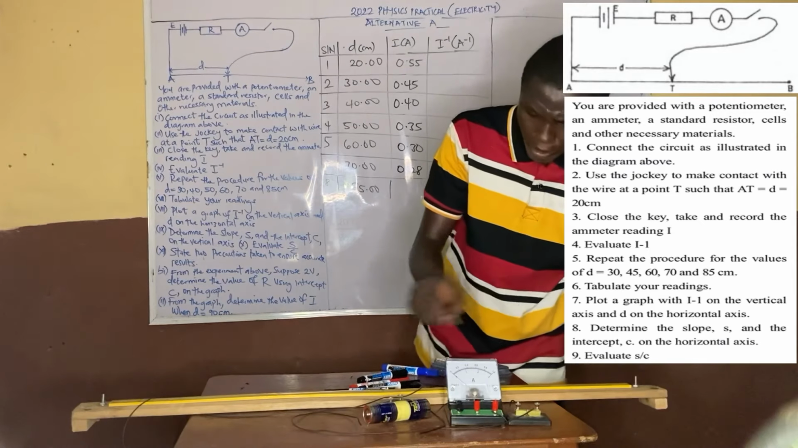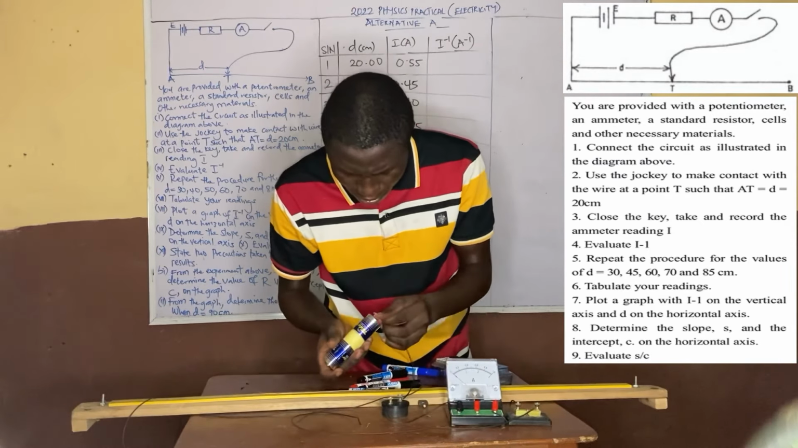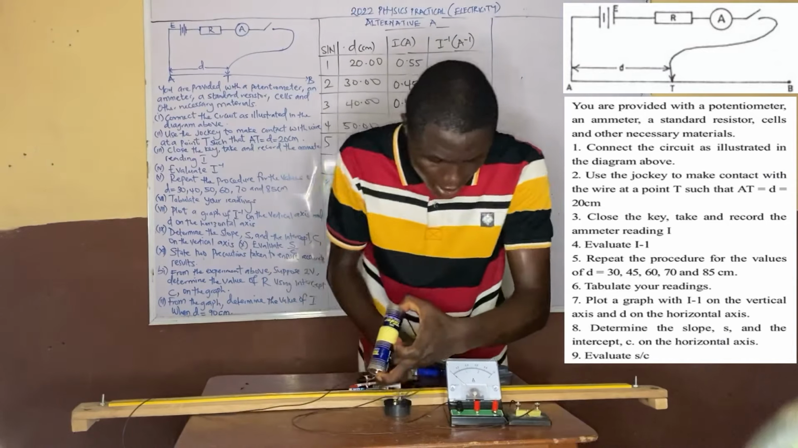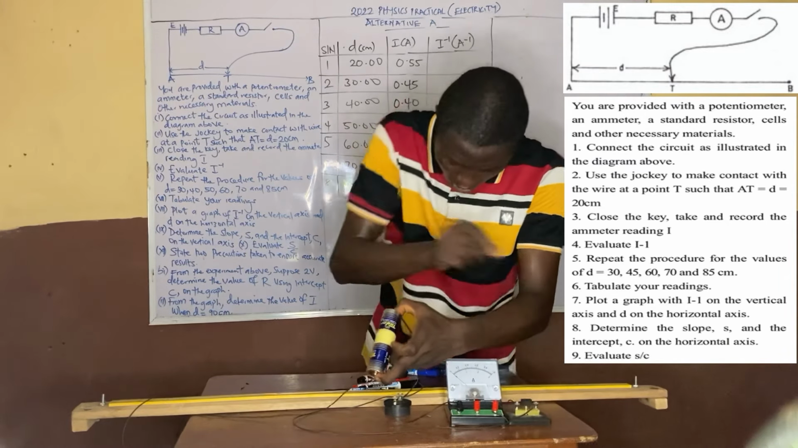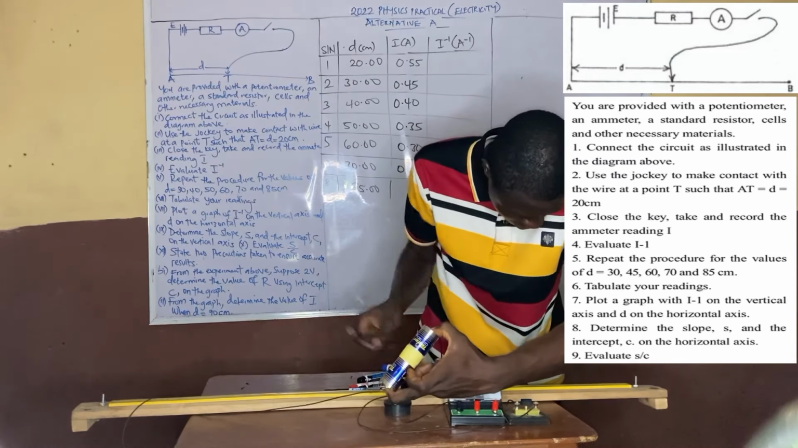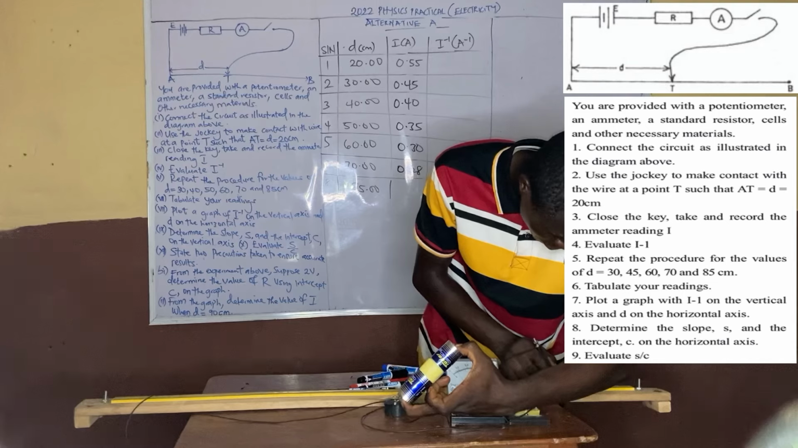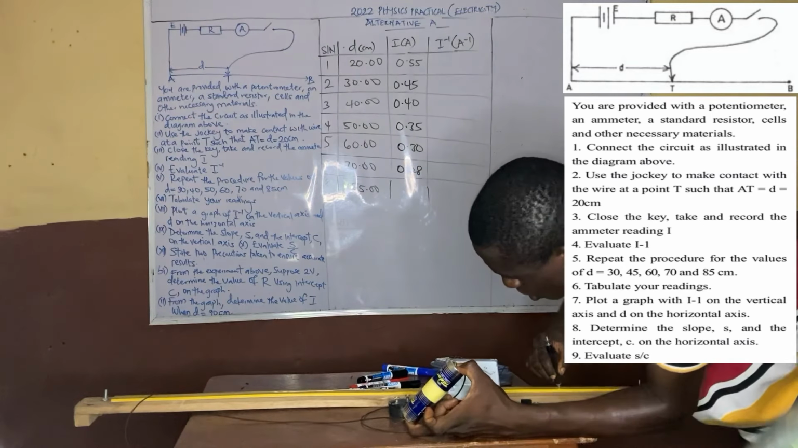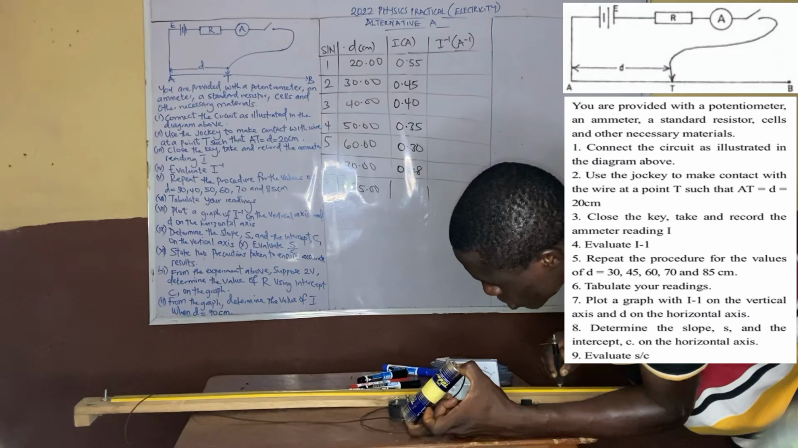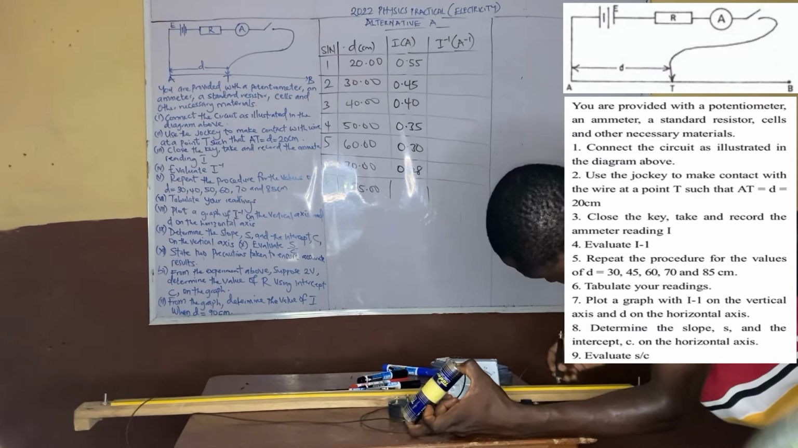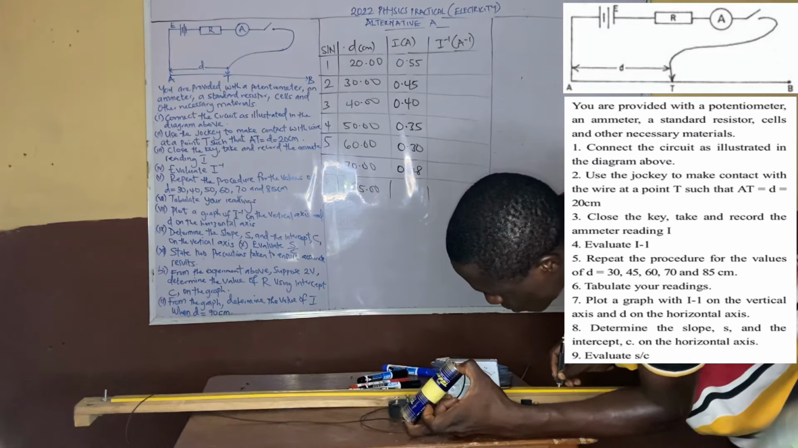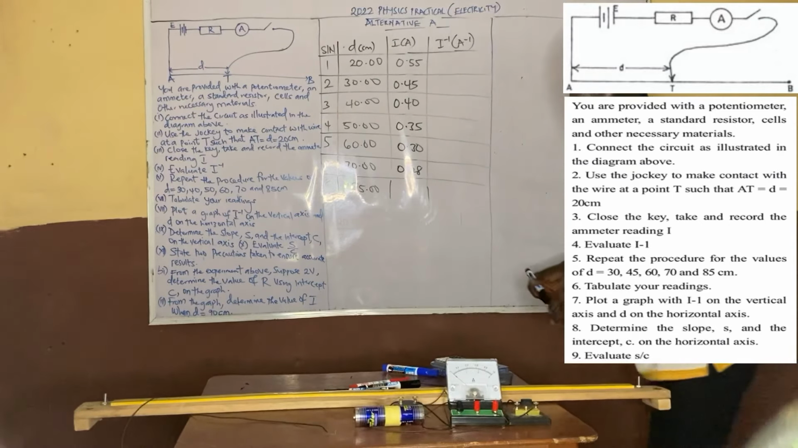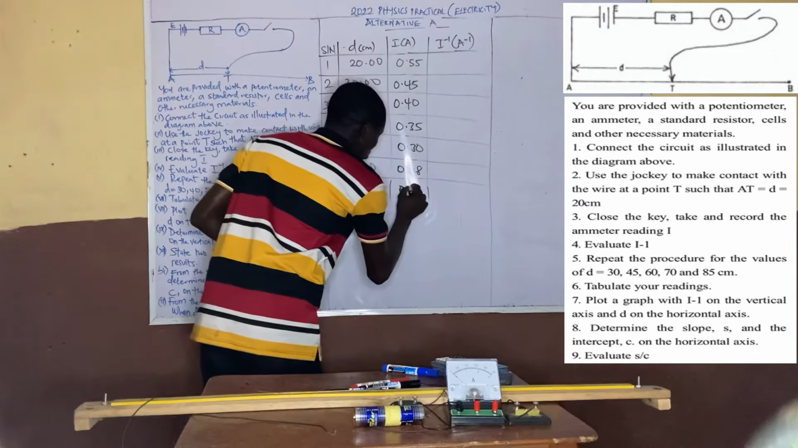So the last one here is 85. We have 85 here. So connect the negative, the positive, then close your key. And the last one is 85. Let me do it very well. 85 is around 0.25. So that's that about what you measure, 0.25.